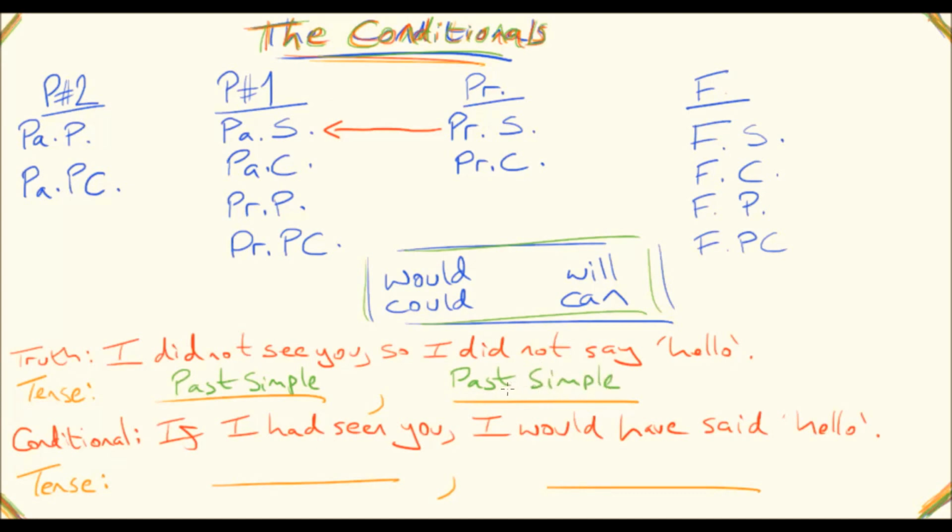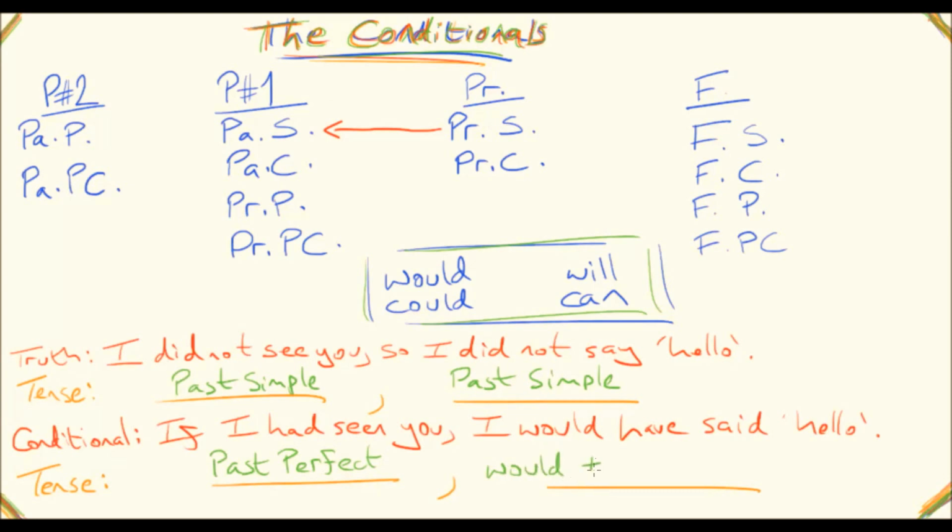If we create the conditional from this, if I had seen you, what tense is that? We've got past perfect. And then on the other side, well, the traditional system would say that we've got would plus present perfect, but it's nothing of the sort. It's not really present perfect. We've got would, absolutely.